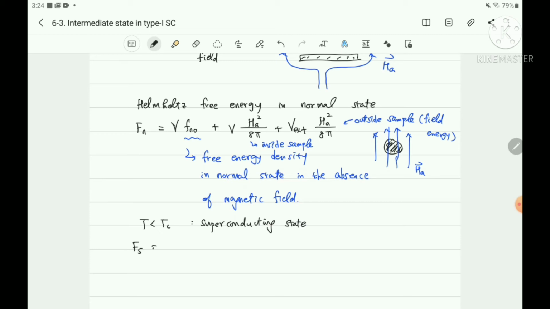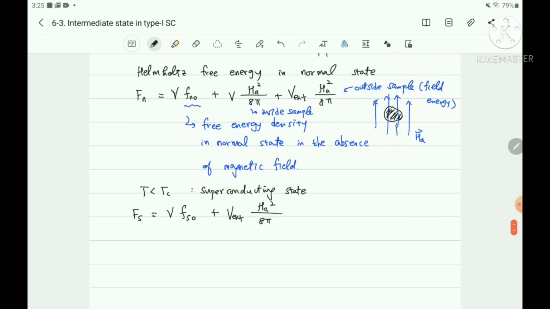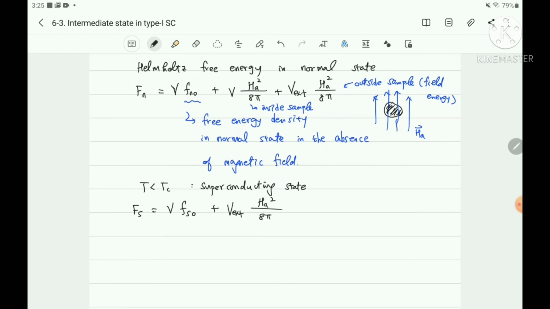the superconducting free energy may have the Fs0. This is a superconducting free energy in the absence of magnetic field, and V is the volume. Because in the superconducting state, there is no magnetic field inside the sample. Therefore, the second term in the Fn, we should discard. Therefore, just only the outside external volume and HA square over 8 pi, it is the external magnetic field, because in superconducting state, there is no magnetic field energy inside the sample.